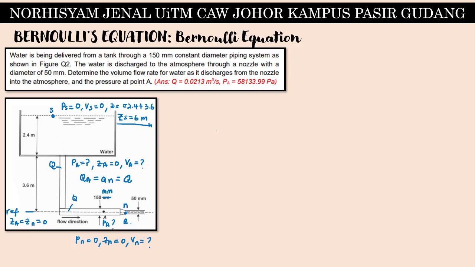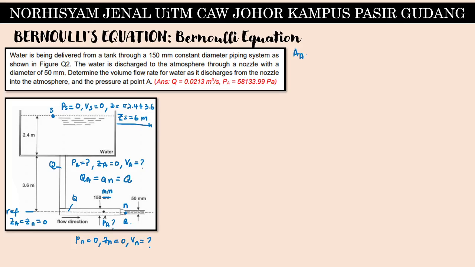To do this, first we need to find out what is the Q, and we need to find the least amount of unknowns for the equation. So here we have 2 unknowns for point A. We cannot use point A for the first Bernoulli. We use point S and we use point N. Okay, so before that we find out the areas.